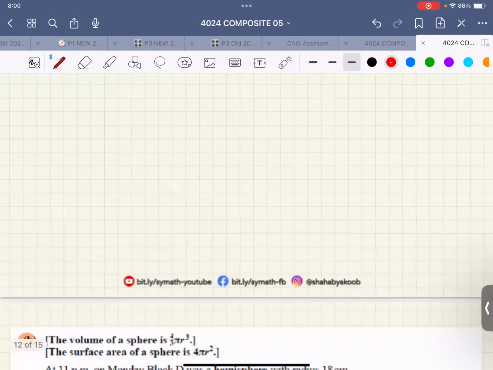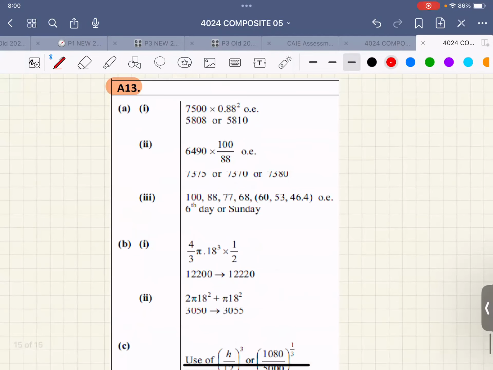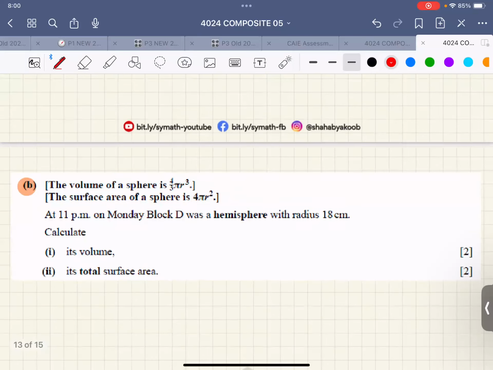So let's double check. So this is 5808, something like that. And this is Sunday. That is perfect. And this is 7380. It's a little bit unclear. So this is 7380, and this is all good. So this thing is done. This is part A. Now let's move to part B.